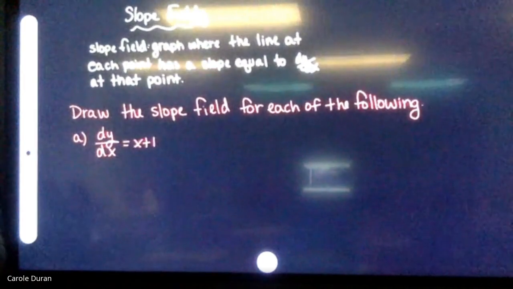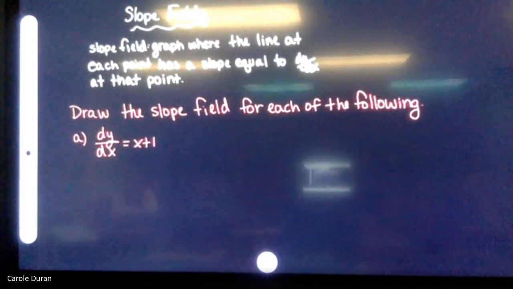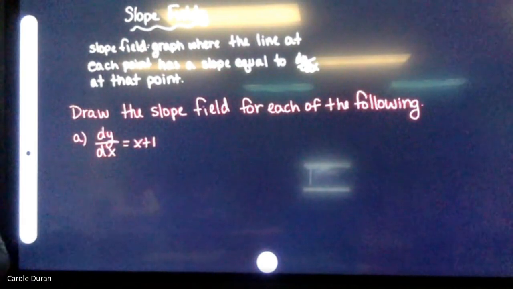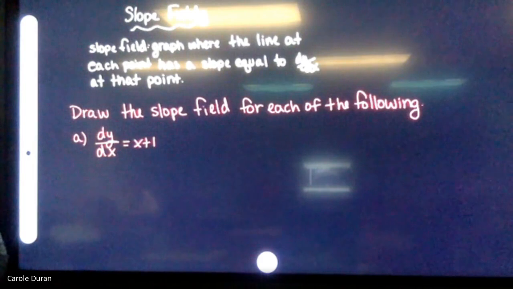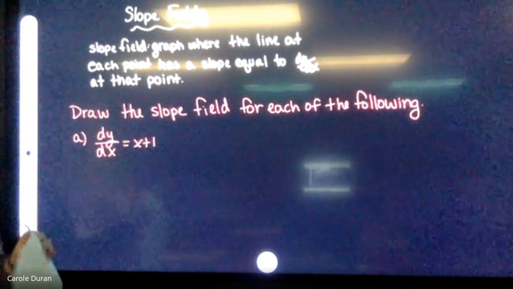Okay, so we are going to start by drawing the slope field for dy/dx equal to x plus 1. I've already given you the derivative function. Sometimes you'll have to find it on your own, but for the purpose of today's homework, I already gave it to you. We know how to find derivatives. That's not the hard part here.